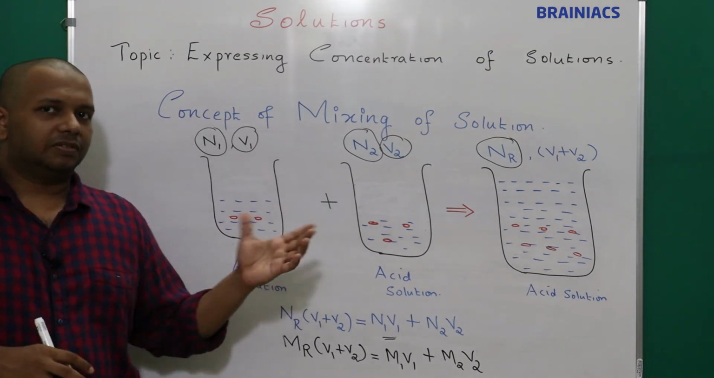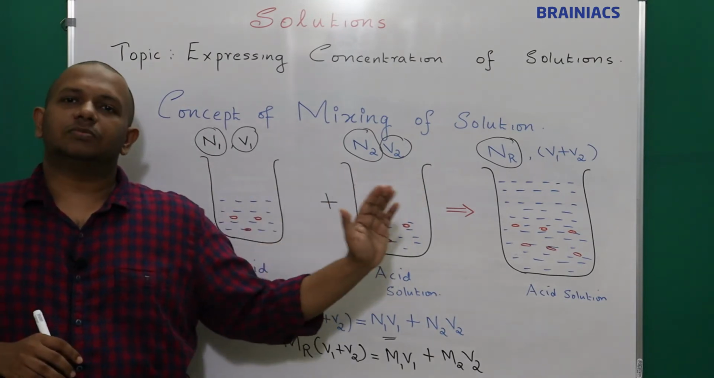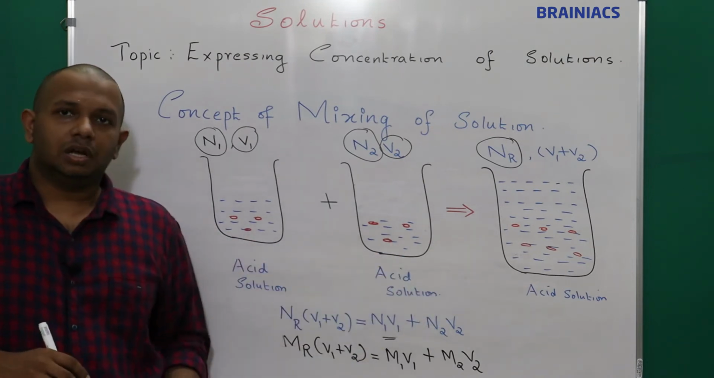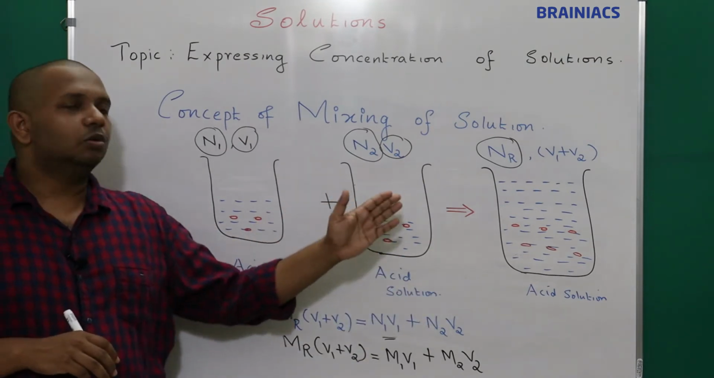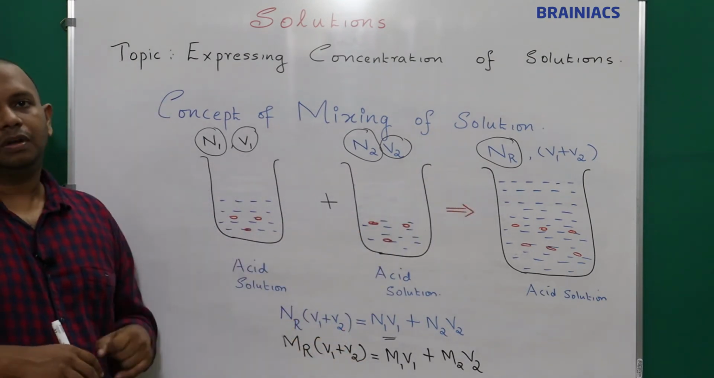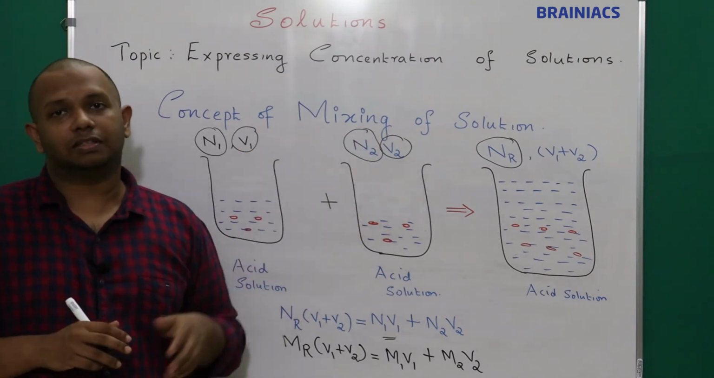Okay, that also we will see, the relation between normality and molarity. If they have given the complete thing in terms of molarity, you can use this formula to find the molarity of the resulting solution. If they are asking you the net normality of the resulting solution, you can use this formula. I hope you understood the concept of dilution and the concept of mixing of the solution.